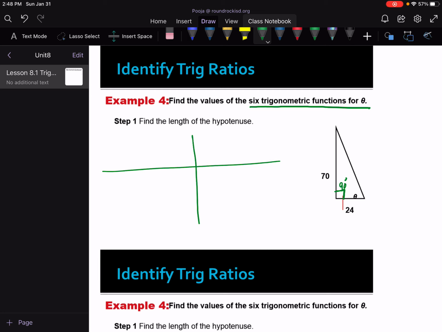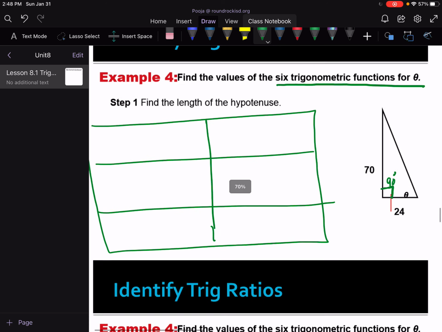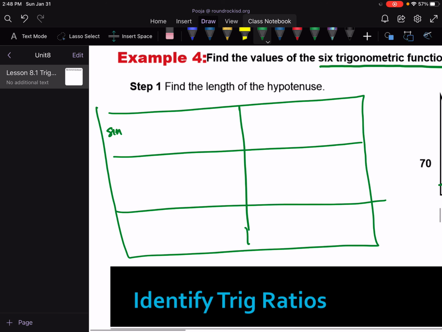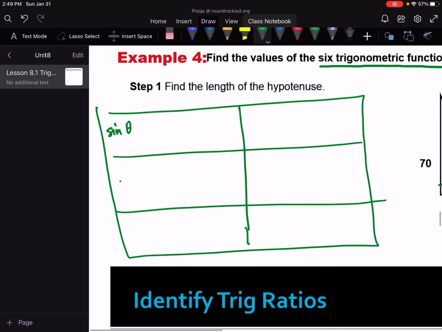And when they talk about all 6, I like to make my little handy dandy table with all 6 of them. Sine, and theta is theta, right? Yep, theta is listed as theta. Cosine, tangent, and pause me here and see which 3 go here. Pause me here and see if you can remember. Secant theta, cotangent theta, and what are their simple handy dandy formulas?